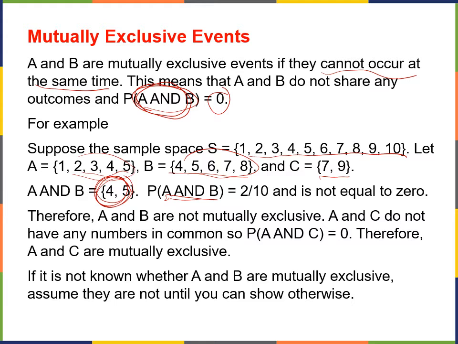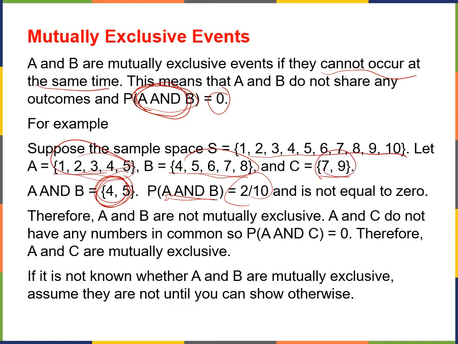And so the probability of that would be those 2 out of the 10 total, so 2 out of 10. Since that's not equal to 0, then A and B are not mutually exclusive. Okay? How about A and C? Well, A and C don't share anything.